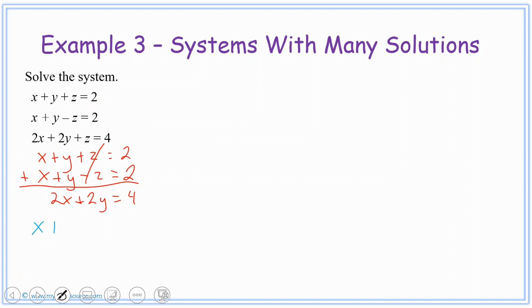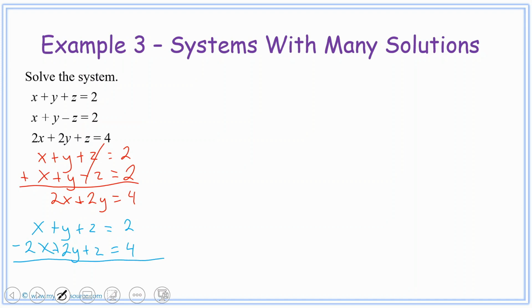So we have x plus y plus z, and we want to eliminate the z's there, equals 2. And so we have 2x plus 2y plus z equals 4. And the reason why I didn't multiply is because we can just subtract everywhere. And sometimes it's easier to write the bigger one first.